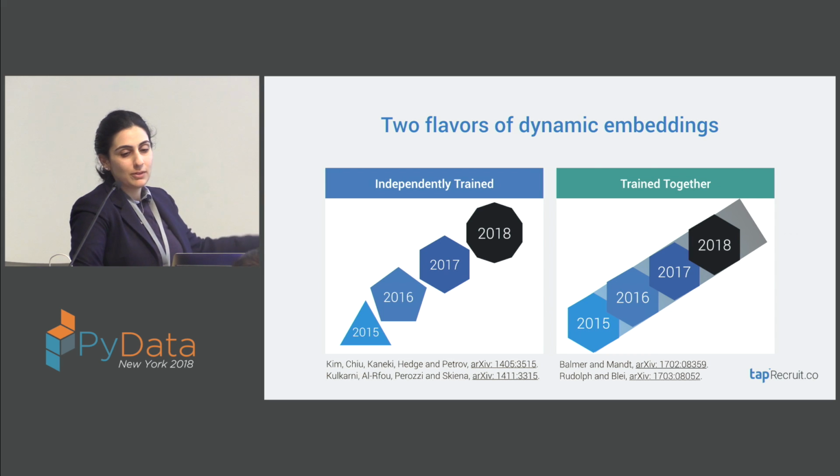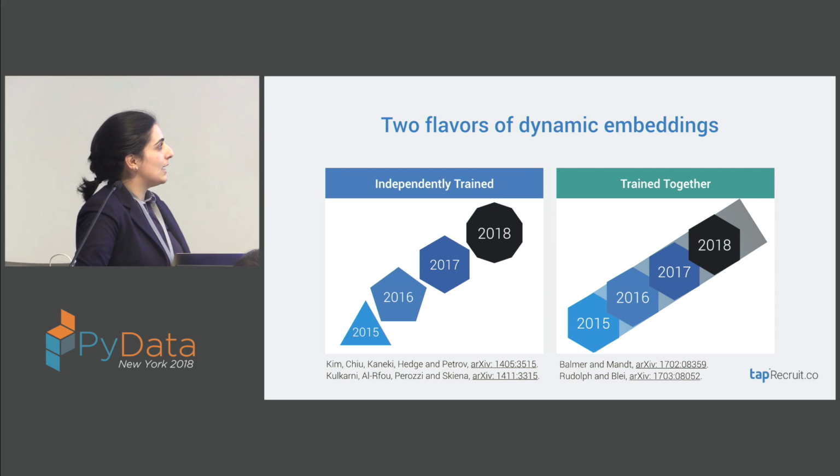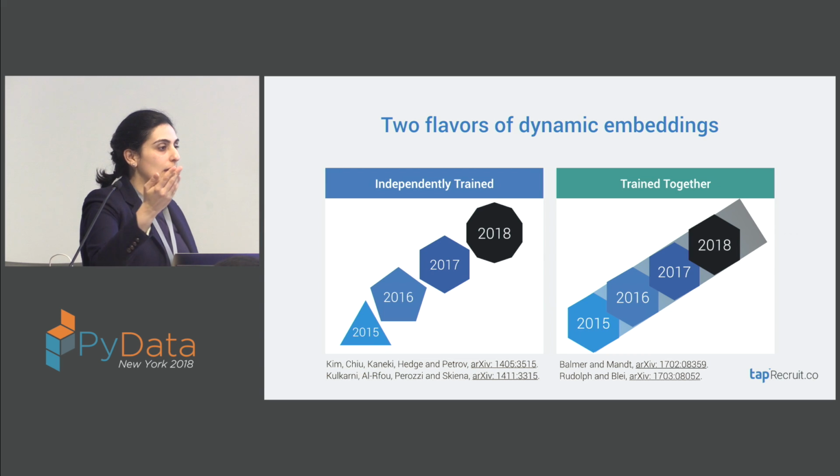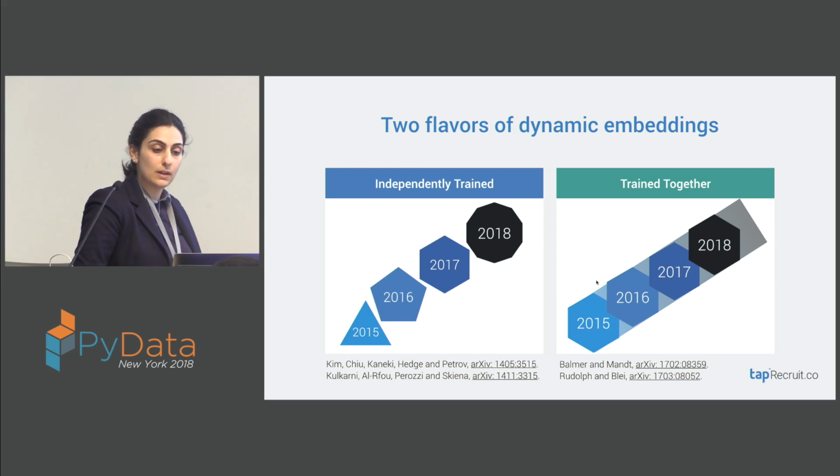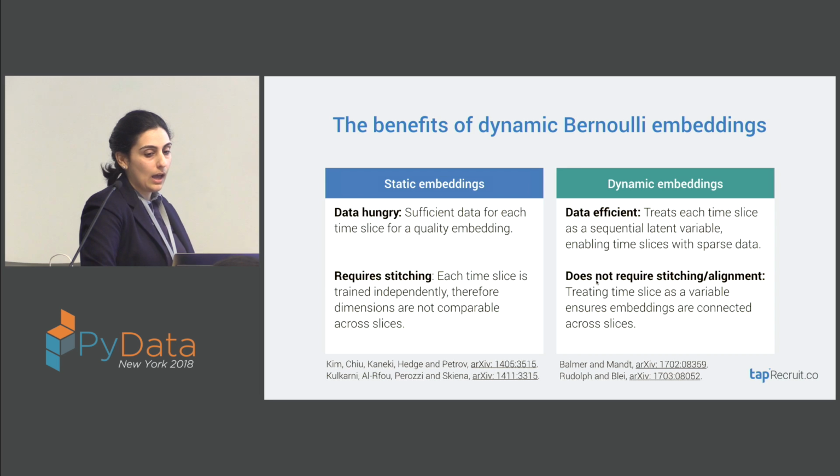There are a couple of different ways that people have come up with for dealing with dynamic embeddings. One is training lots of different embeddings and then hand stitching them together through time. The other alternative is training them all together. This is a newer technique, and that's what I'm going to be using for the results that I'll show you today.